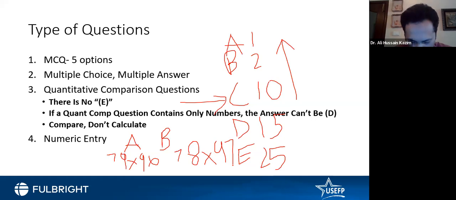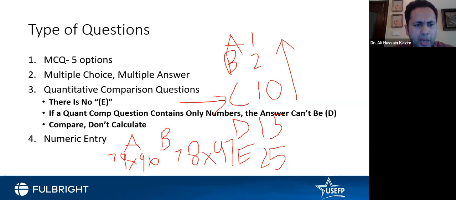So while comparing the two numbers, option D is not an option. Option D is that you have insufficient information. So always compare, don't calculate, because calculating the answer would take much longer. But for this question, which I have just typed, I just made it up. For that, it's better that you calculate. But typically the questions are not that simple in quantitative comparison.